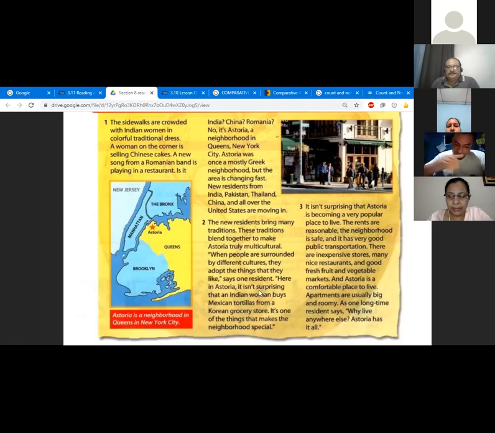surprising that an Indian woman buys Mexican tortillas from a Korean grocery store. It's one of the things that makes the neighborhood special. Special, okay. You see the combination of cultures, right? Good. Any other question about vocabulary or expressions?